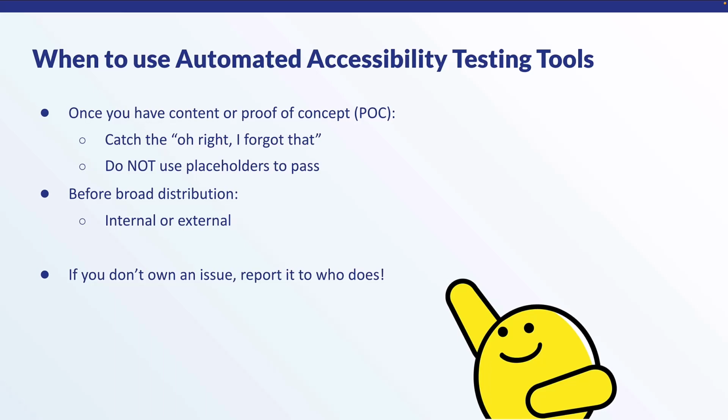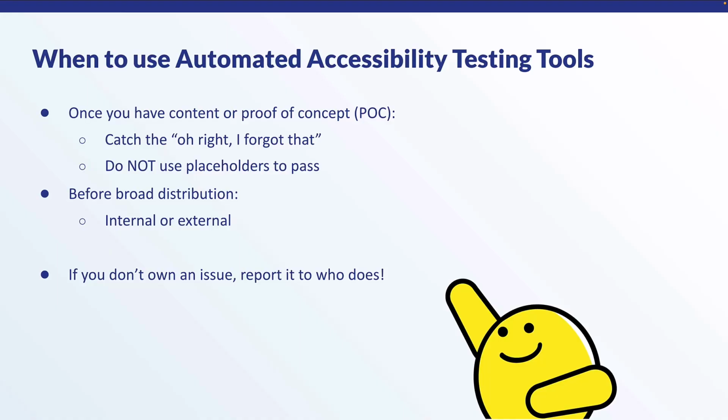Another good time to use automated checkers is before you do what's called a broad distribution. If you're about to share a new section of your site internally or externally with a lot of different people, definitely make sure that you've run some automated tools on it just to avoid creating access barriers.